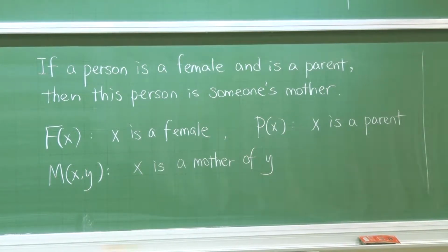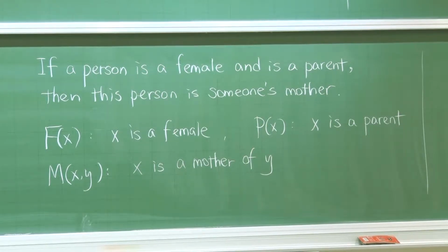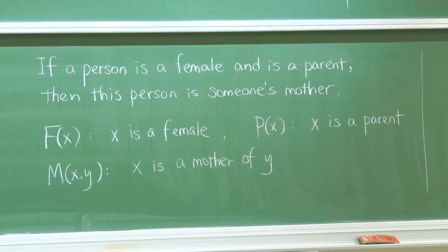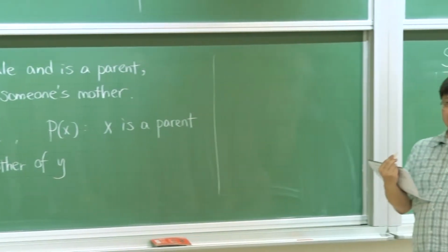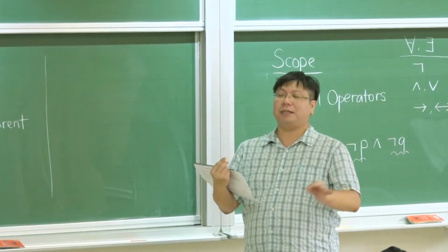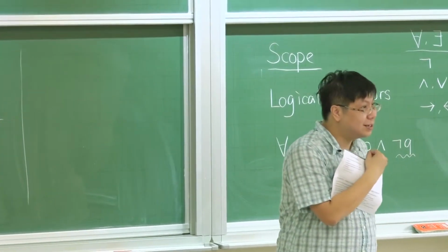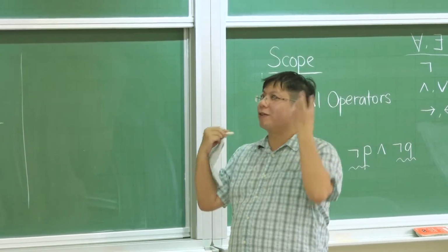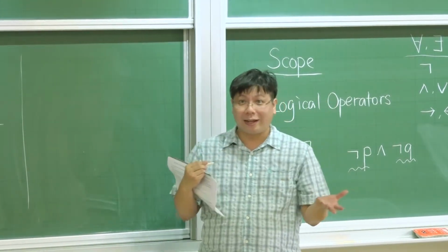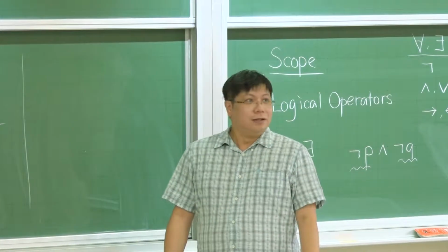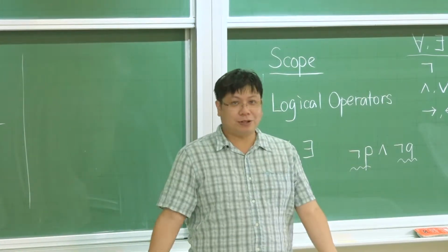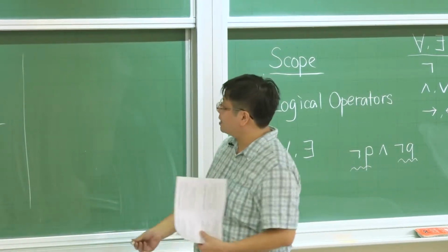Okay, whenever you have a person who is both female and a parent, then this person has to be someone's mother. Okay, there are a lot of concepts. So for every someone, okay. So how do we do the translation? So let's do the direct translation here together. Let's see if this works.